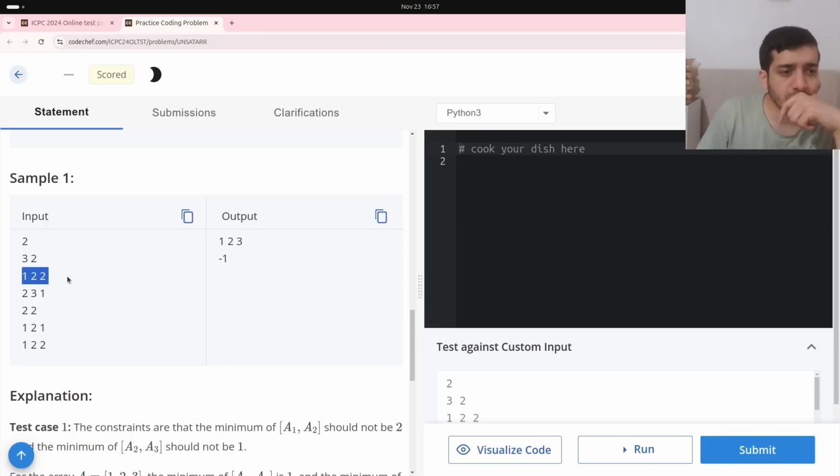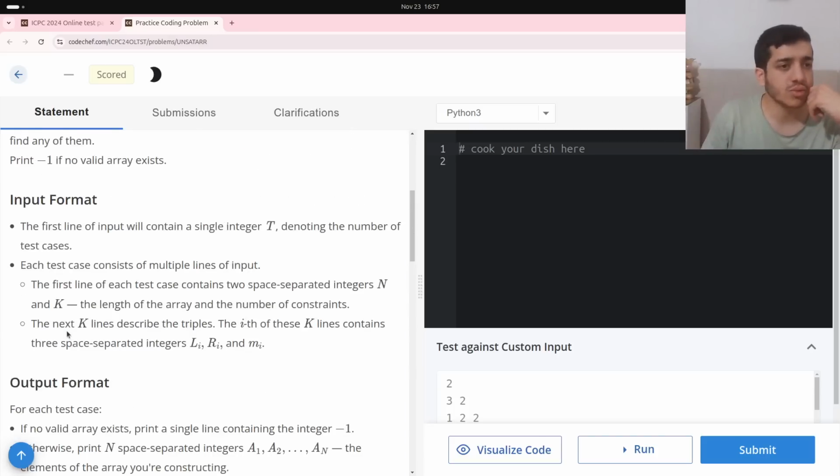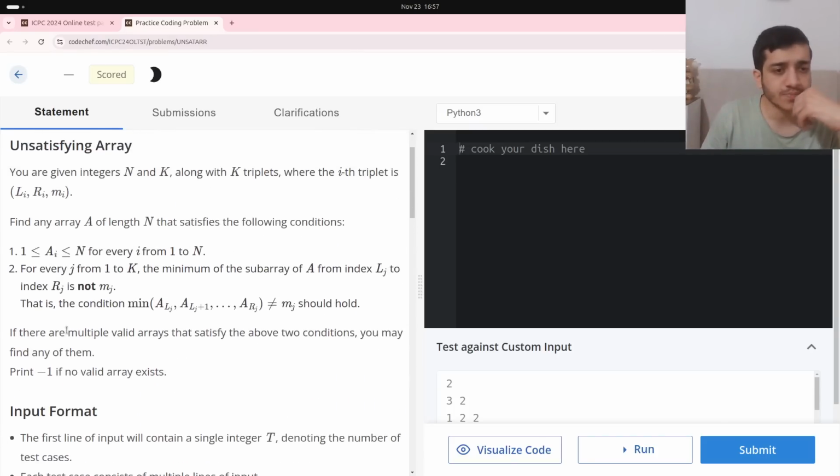1 and 2, minimum is not 2, that's correct. Between 2 and 3, in the range of 2 and 3, minimum is not 1, that is correct. 2, minimum is 2. And another query, it's not working, it's correct. Okay.